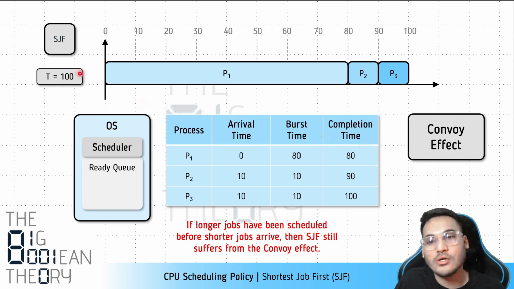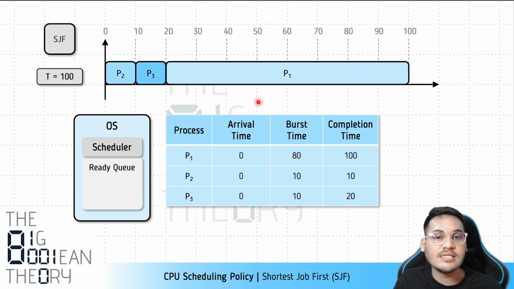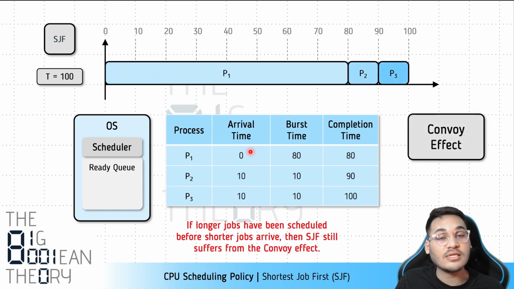You would say that shortest job first was supposed to solve this problem, but it does not solve it always, right? In the previous case, that was a special distribution. The previous case looked something like this: we had the same processes P1, P2, and P3, the same burst times 80, 10, and 10, but all the processes had arrived at the same time. Now in example number 2 that we saw, the same processes and burst times were there, but the arrival times were different. P2 and P3, the shorter jobs, arrived later than P1.